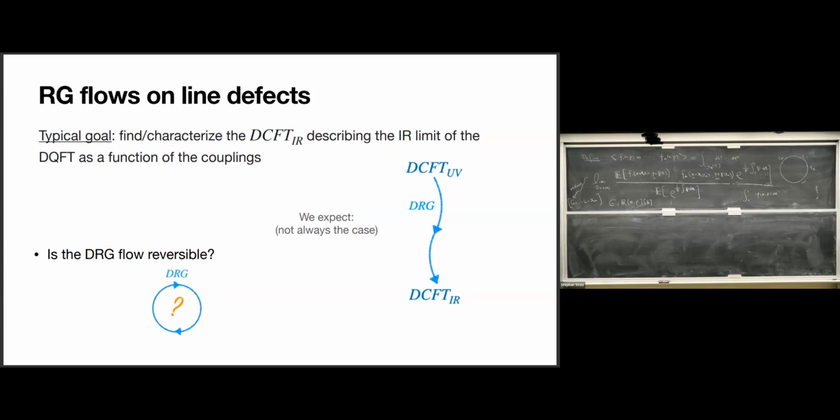Namely, you don't always have to end up with a defect conformal field theory in the infrared, but this is a very general situation and it happens in most cases. And then you can ask whether this defect RG flow is reversible.